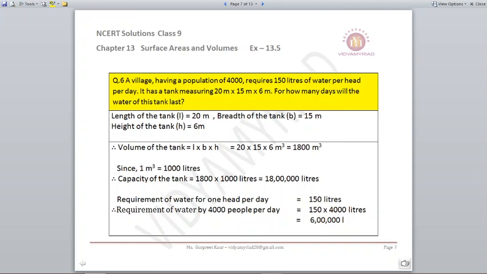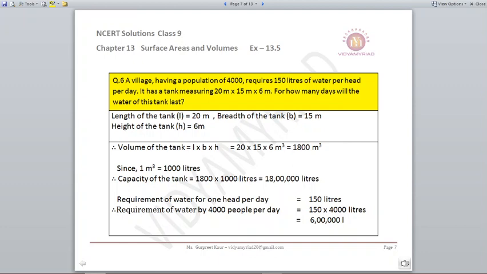Since we are talking about water and it should be in liters, we will convert it into liters by multiplying it with 1000. We already know that 1 meter cube is equal to 1000 liters. So for 1800 meter cube, it will be multiplied by 1000, which comes to 18 lakh liters. And they are telling us that 150 liters of water is required per head per day. So we need to find out for 4000 people. So for 4000 people, there is a requirement of 150 multiplied by 4000, which gives us 6 lakh liters.